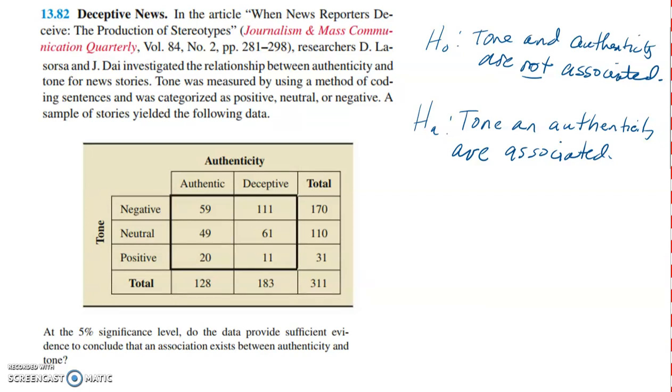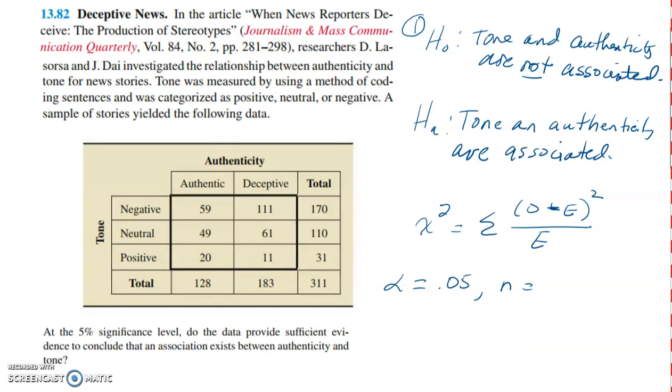So as we did in the last video, when we looked at observed and expected values for any chi-square problem, the formula is going to be exactly the same. Chi-square equals the summation of observed minus expected, squared, divided by expected. For this particular problem, we are looking at a 5% significance level. Our sample size is 311.